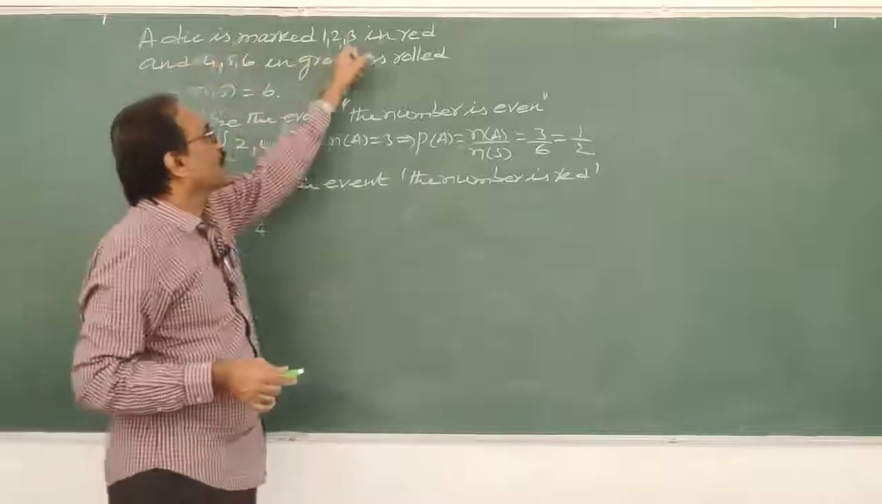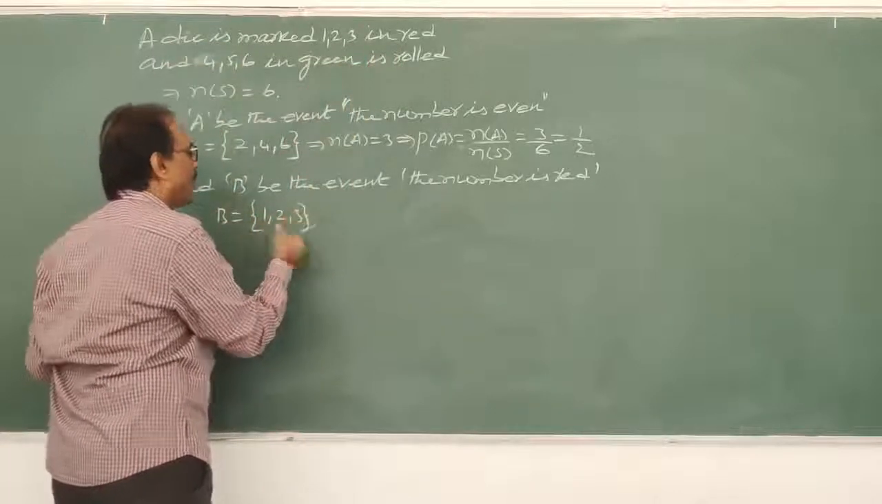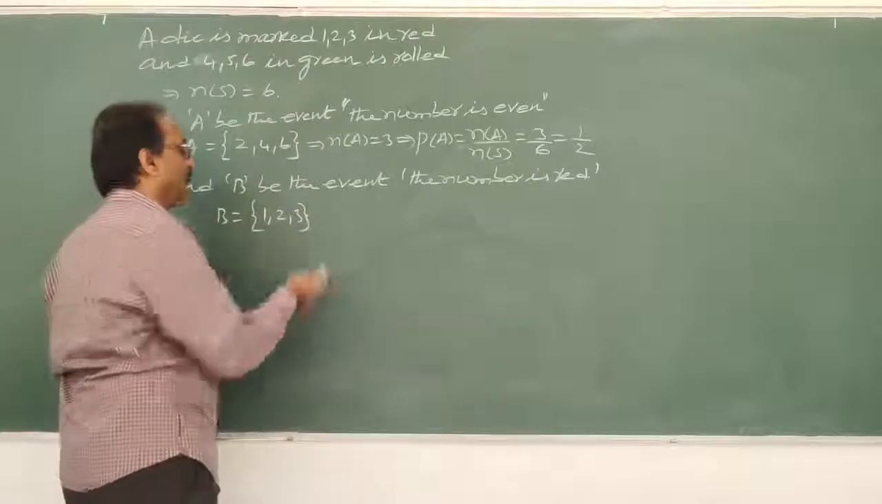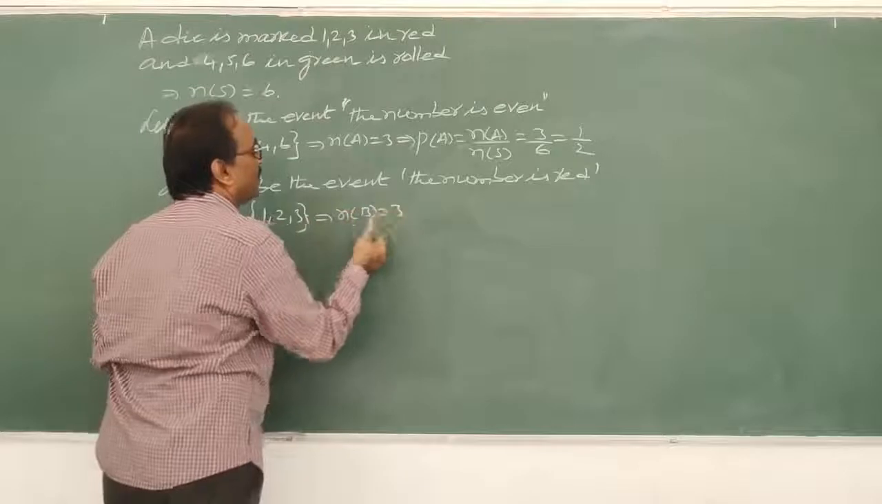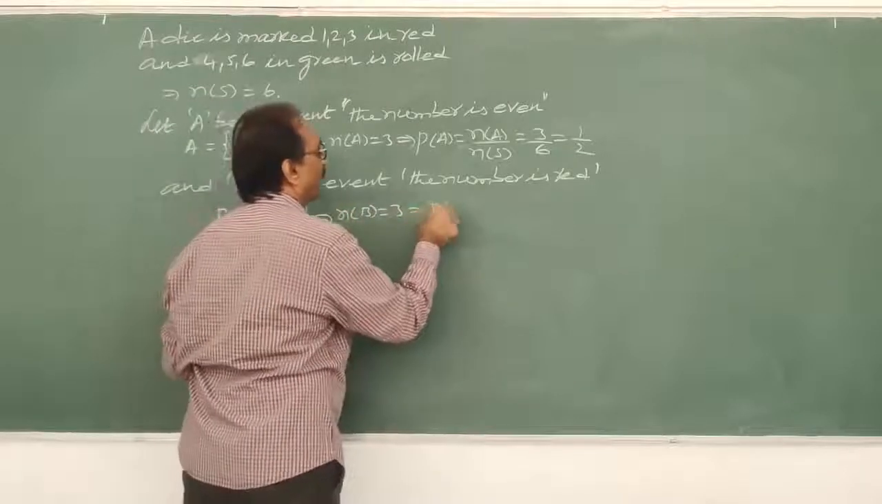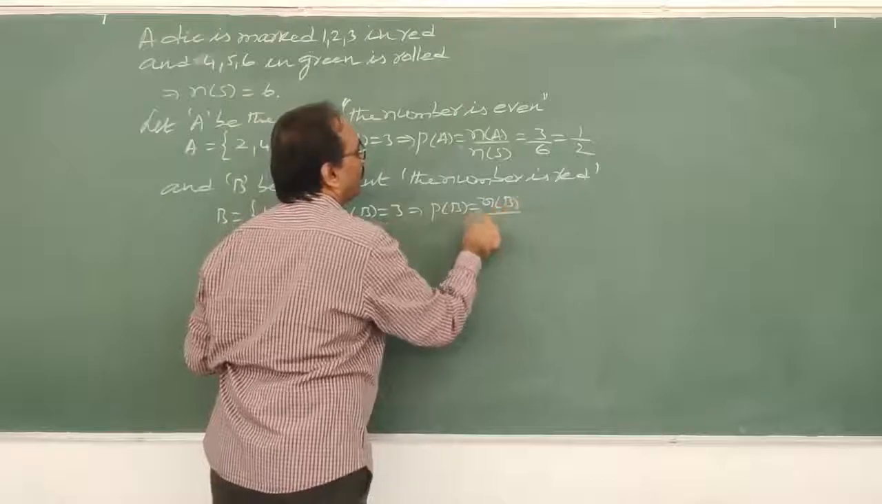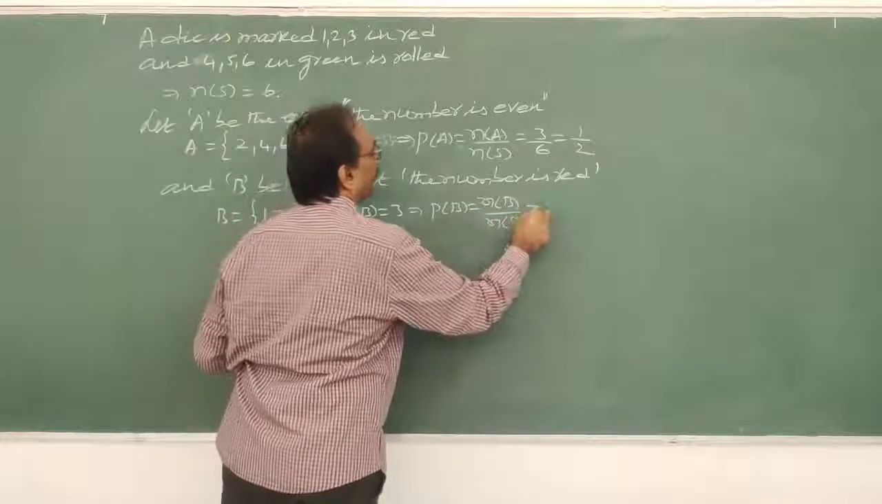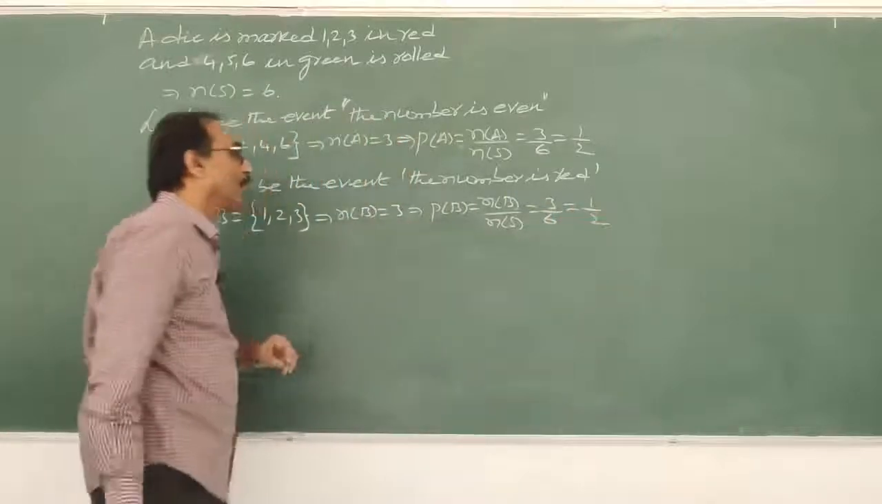A die is marked 1, 2, 3 in red. So red color numbers are 1, 2, 3. You write that, that's all. We don't want green, you write red. So this implies n of B is 3. So what is P of B? This implies P of B is equal to n of B by n of S. What is n of B by n of S? 3 by 6, which is also 1 by 2.